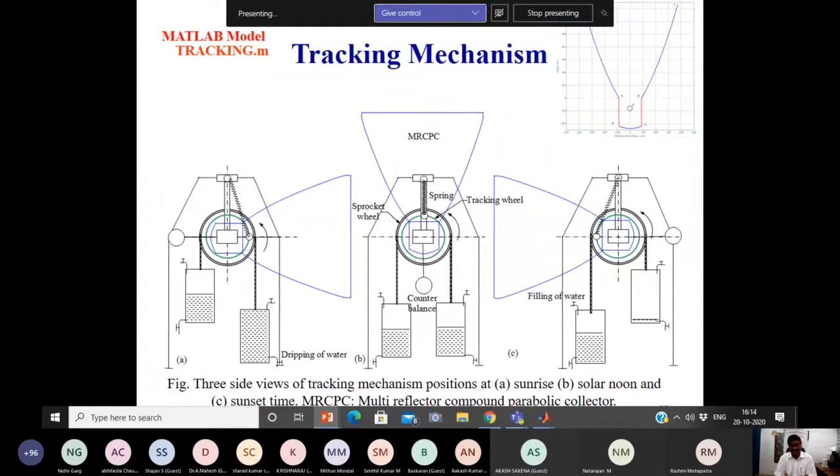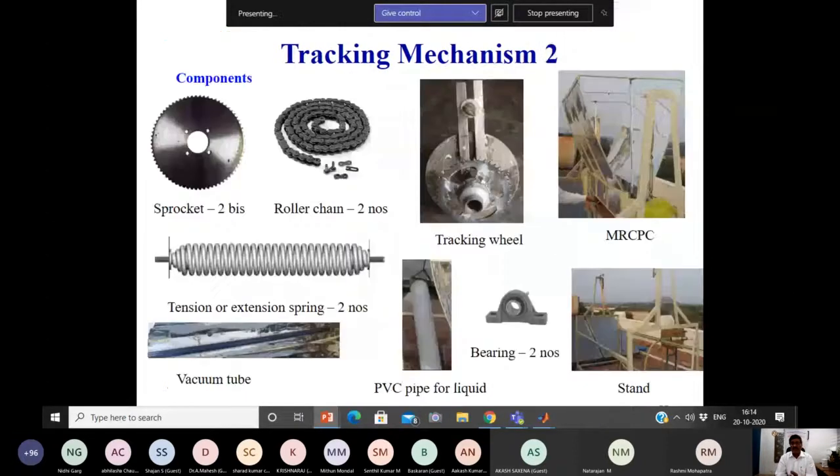If the day length is designed for 10 hours or 11 hours, it will run for 10 or 11 hours depending upon the design. So for that, the flexibility has been provided here. You can see these are all our mechanical elements, starting from the bearings, springs, and chain drive, the wheels, sprocket wheels, and this is the collector of the mechanism, stand, etc.